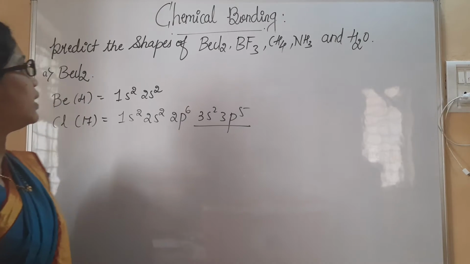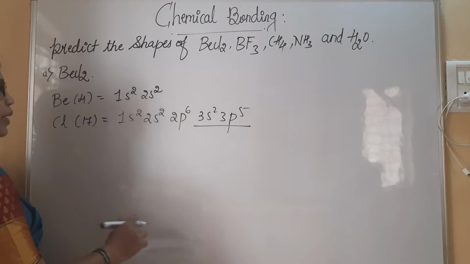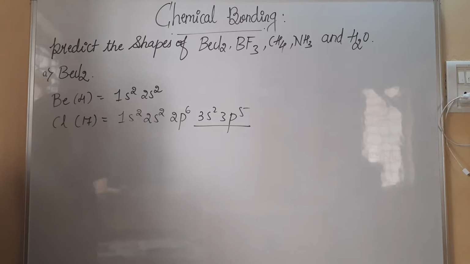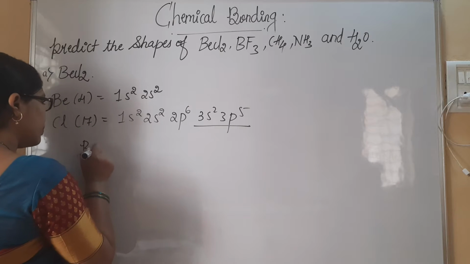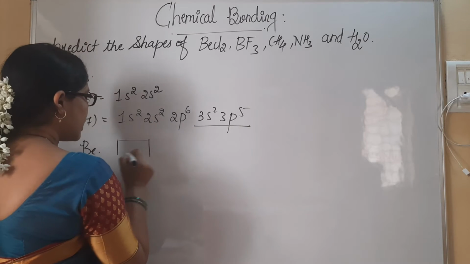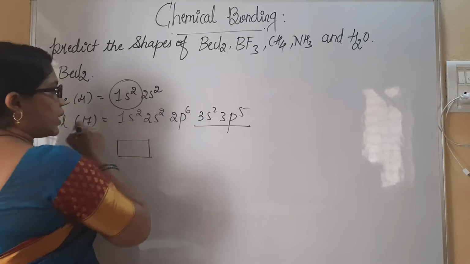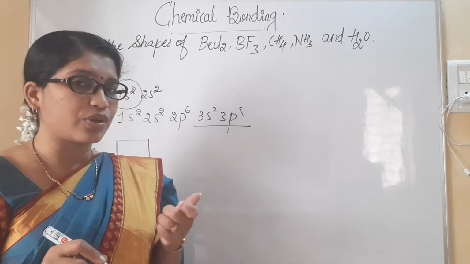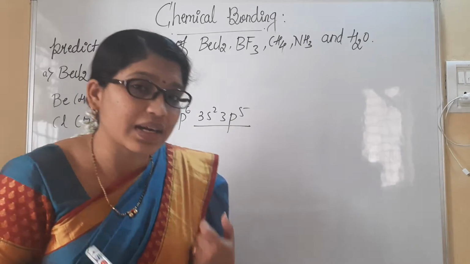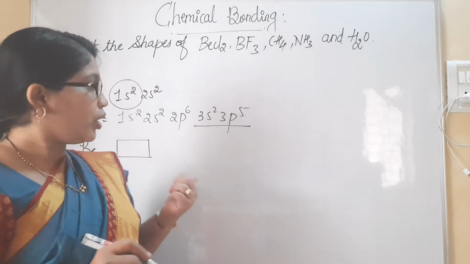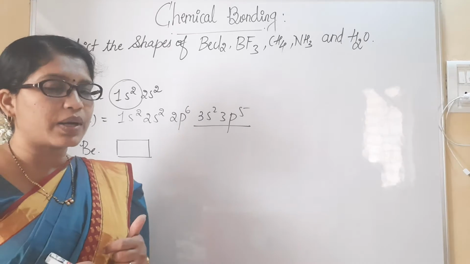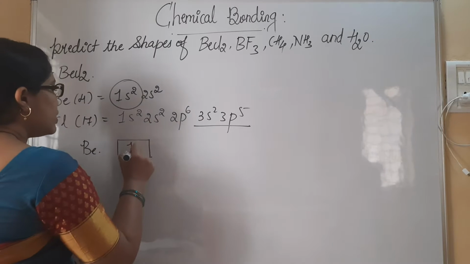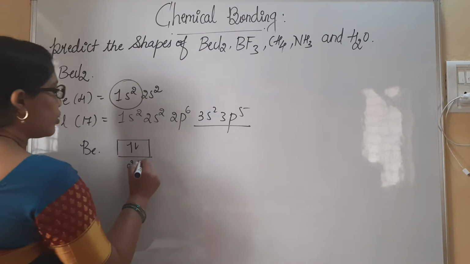Now we are supposed to predict the shape of this molecule. Let me first consider the valence electrons for beryllium. It has 1s2. Don't bother with these 1s2 electrons, because they are closely associated with the nucleus. We cannot take those electrons away from the nucleus because they are strongly attracted towards it. It is only the 2s2 electrons that we can take for bond participation. So these are said to be 2s electrons.